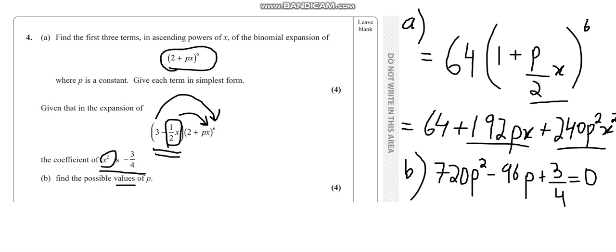It's up to you. If you want, you can remove this fraction by multiplying both the sides by 4, which will give us 2880p square minus, 4 into 96 will give us minus 384p, plus 3 as it is equal to 0.